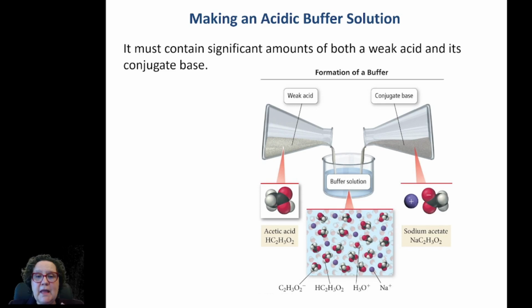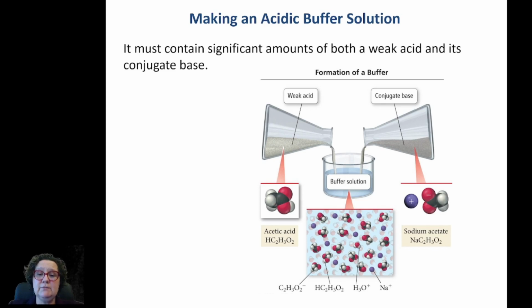So how do you make a buffer solution? Well, either with a weak acid or a weak base. So let's see, for example, the example of a weak acid. You have a weak acid, for example, acetic acid, and you add roughly the same amount of its conjugate base. The conjugate base of acetic acid is the ion acetate, and you add it as a salt, sodium acetate.